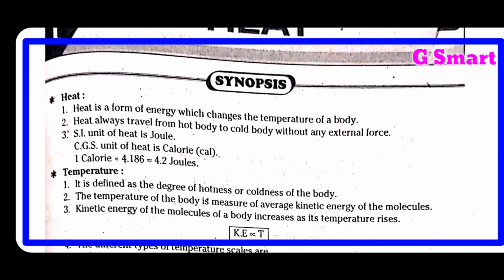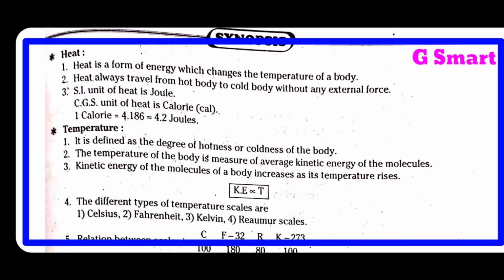Heat always travels from hot body to cold body without any external force. The SI unit of heat is joule, CGS unit of heat is calorie. 1 calorie is equal to 4.186, that is nearly equal to 4.2 joules, which is important while doing the problems.